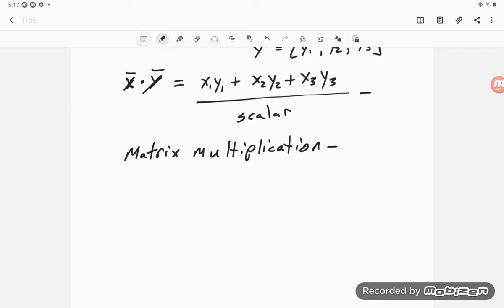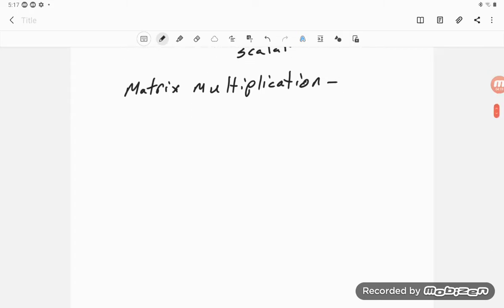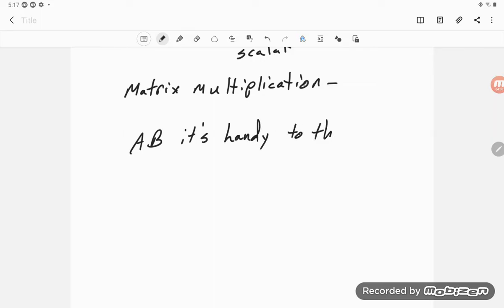Now, so why did I mention the dot product? Well, because if I take A times B as matrix multiplication, it's handy to think of A as rows and B as columns.